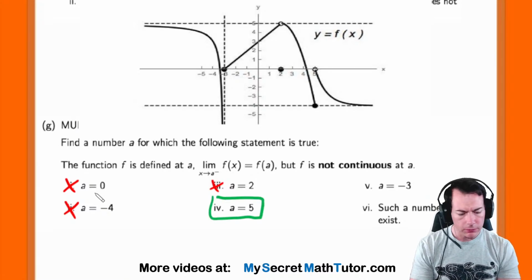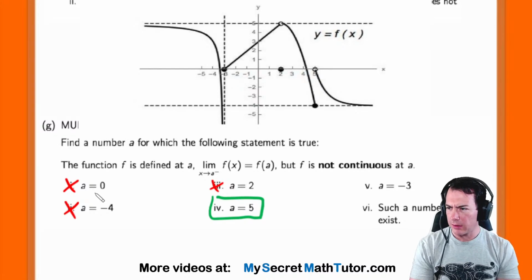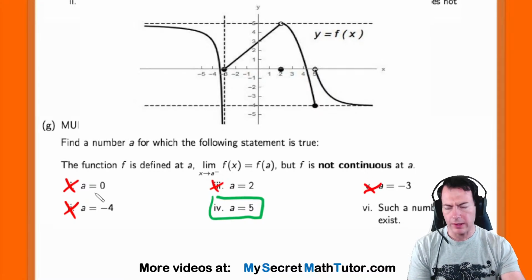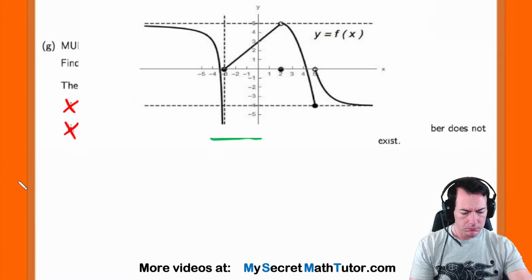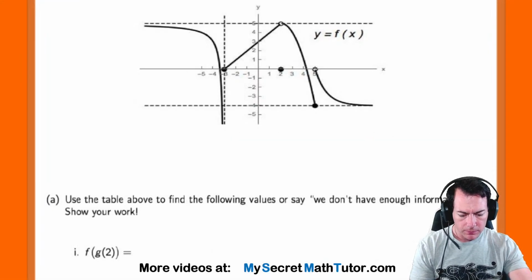Last one, a equals -3. No, the function is simply not continuous there. The value is equal to -3, but the limit from the left side doesn't equal the function value. So nope, not that one. Cross that one out. Okay. All right, that takes care of that one. On to the next page.